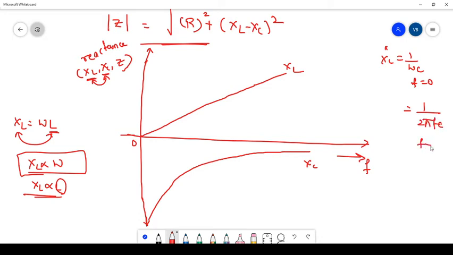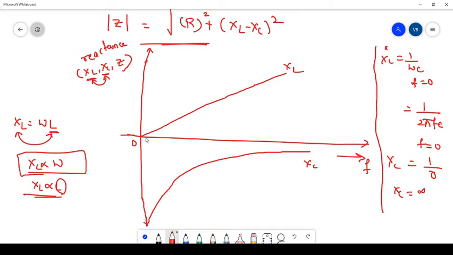You substitute f equals 0 here, that is 1 by 0, so you are going to get an Xc value that is infinite. Infinite means negative infinite here, so it will start from negative infinite and go to 0. That Xc value decreases.